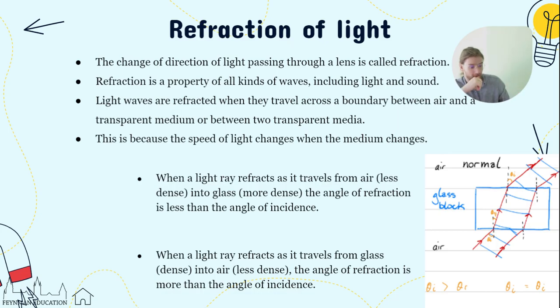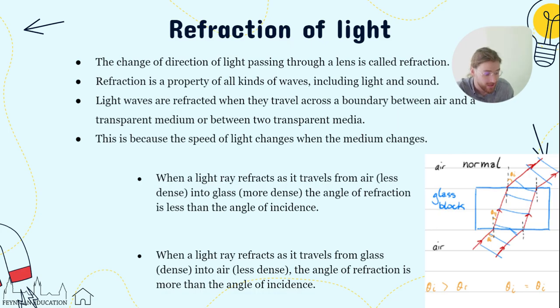You see that? So as we can see in this picture here, both air sides are coming in at the same angle and leaving at the same angle. Okay. Now, why is that? So when light rays refract as they travel from air, from a less dense to a more dense medium, the angle of refraction is less than the angle of incidence.